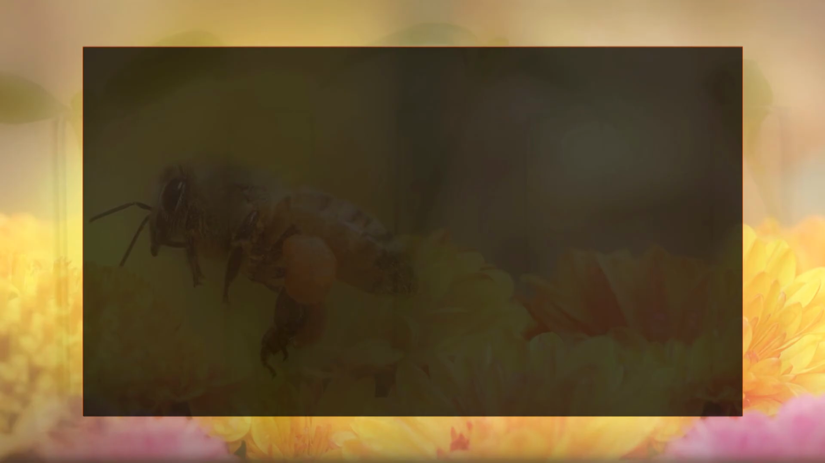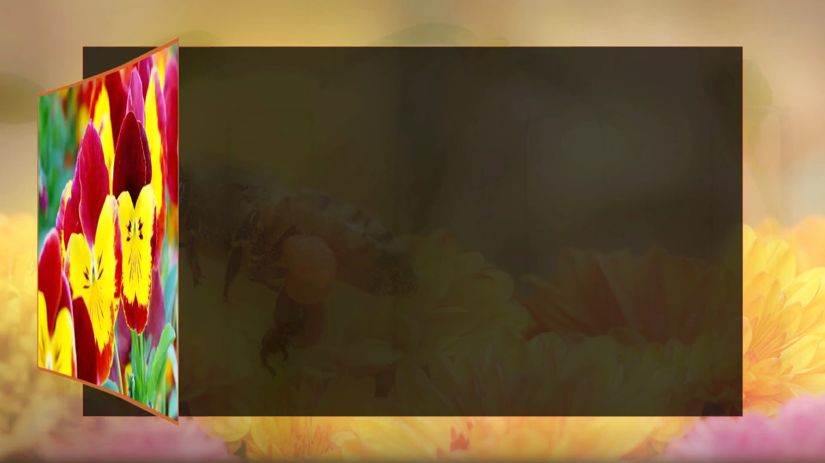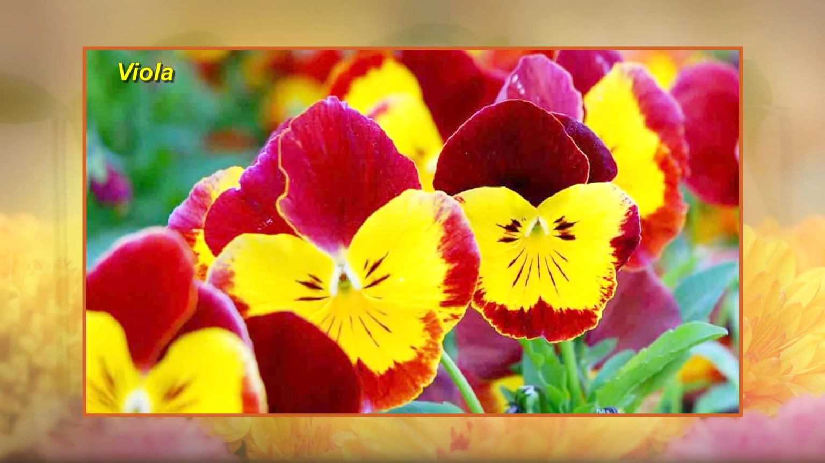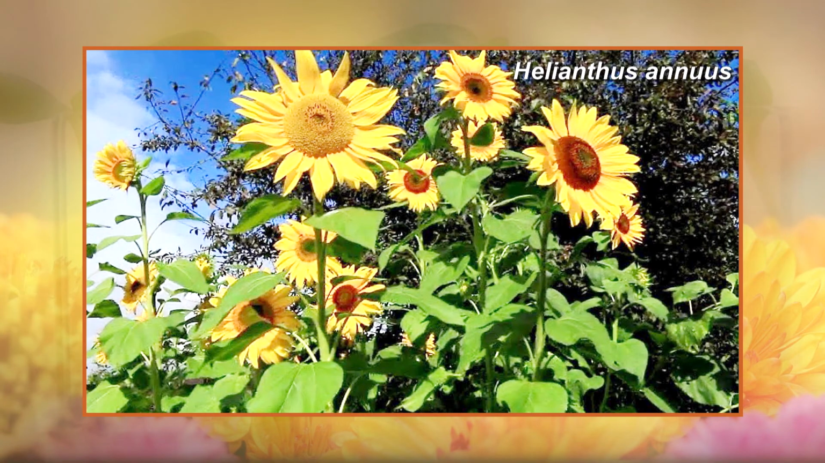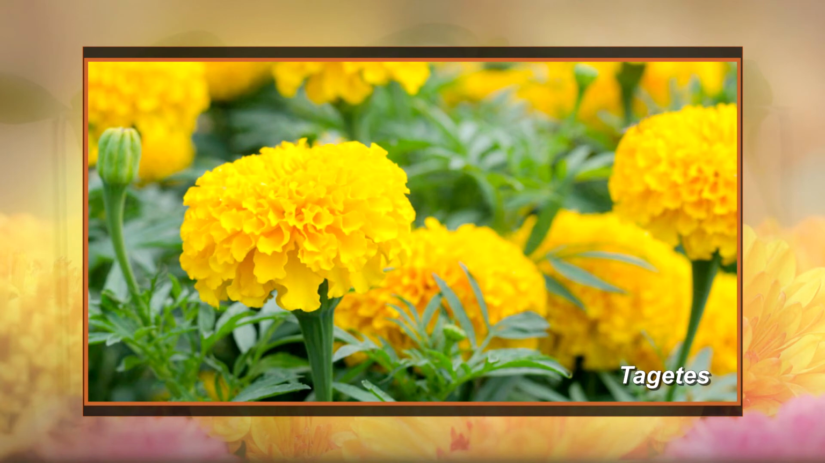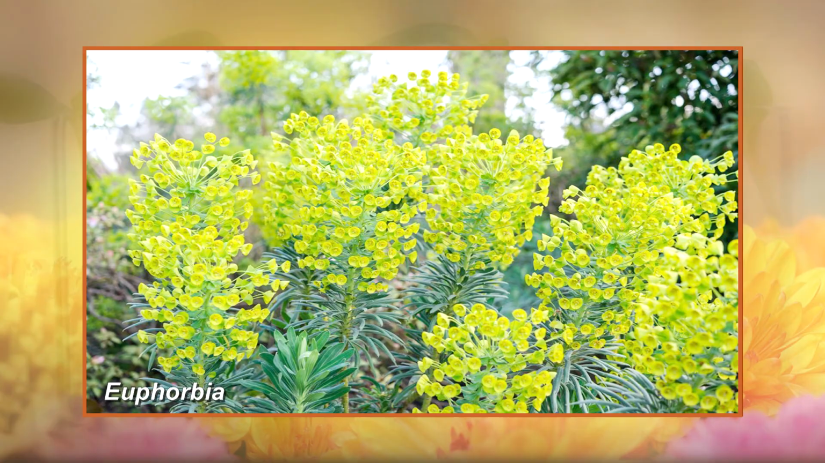The characteristics of entomophilous flowers are, they are brightly colored, as we see in Viola. These small flowers become conspicuous by their grouping into large inflorescences, as we can see in the capitulum of Helianthus, that is the common sunflower, and Tagetes, that is the marigold. Where the petals are not conspicuous, other parts become showy, for example, bracts in Bougainvillea and leaves in Euphorbia.